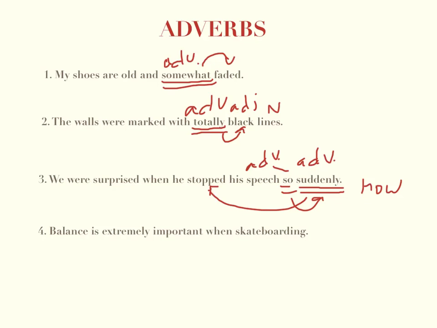And number 4, balance is extremely important when skateboarding. See if you can identify any adverbs in this sentence. All right, good. If you identified extremely, then you are correct. And it's always nice when adverbs end in ly. It makes it much easier for us to find them. And extremely is an adverb because it's modifying the adjective important.